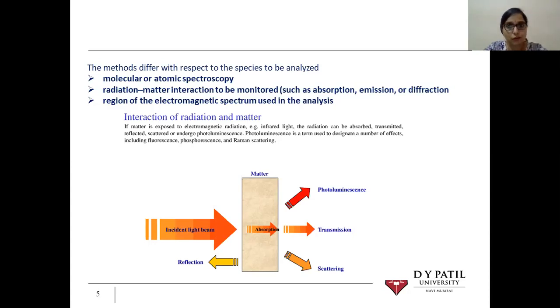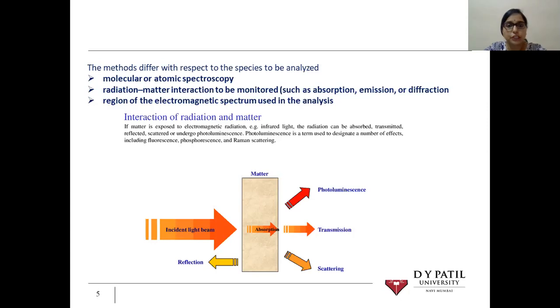So complete electromagnetic radiation, as we all know, is divided into different kind of regions, which has its own frequency and which has its own wavelength. So we can say that particular region of a electromagnetic spectrum corresponds to a definite spectroscopic technique, and consequently it leads to a particular kind of application. So we will study this in detail in future slides.